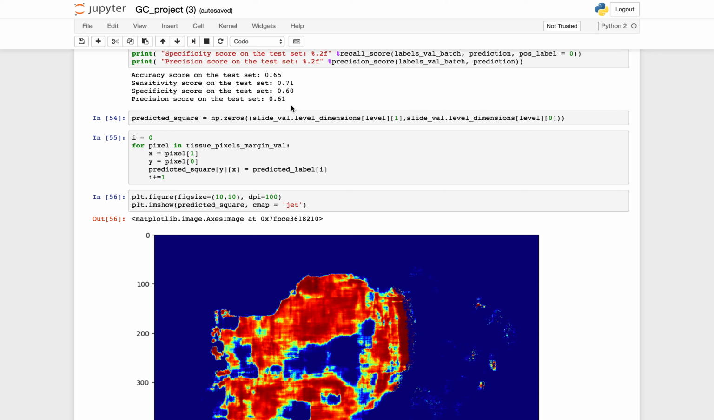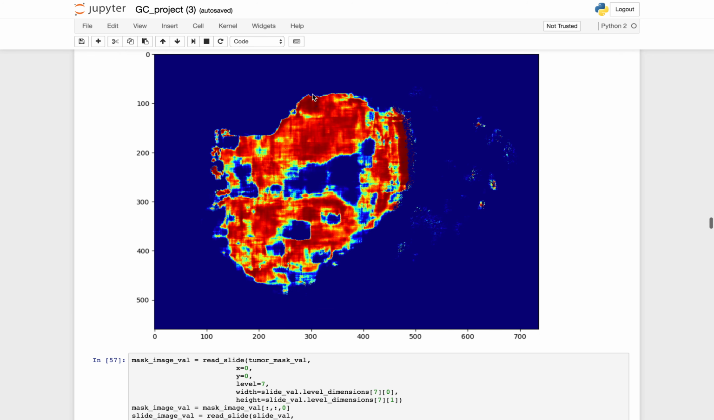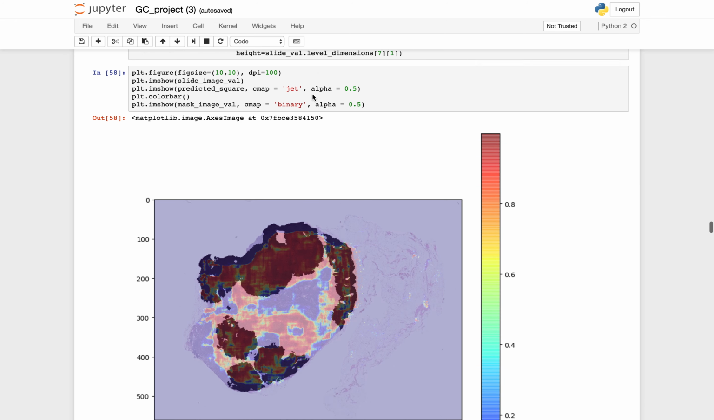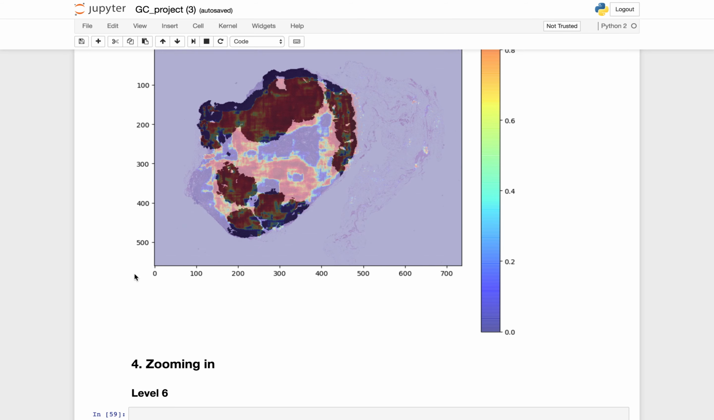So 71% sensitivity, 60% specificity. So it increased both metrics, which is really cool. This is what we get. So areas like this now get recognized as tumor versus before.